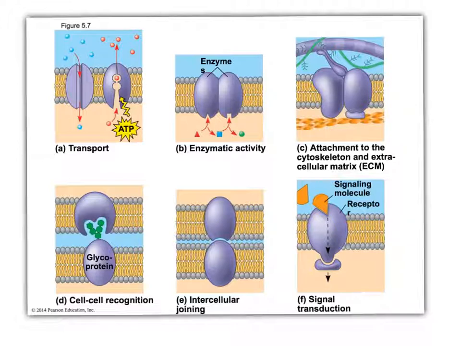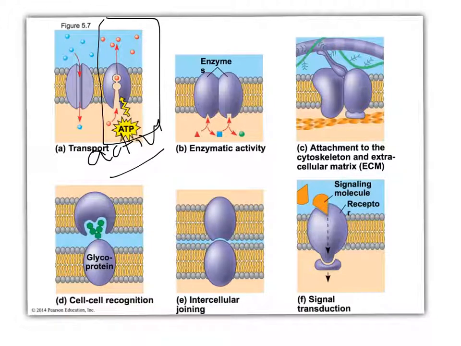This is an example of active transport, where you see up here. This is active transport. Why? What's happening? ATP is usually being utilized. Okay? So this one right here is active transport. It's active because ATP is being utilized.